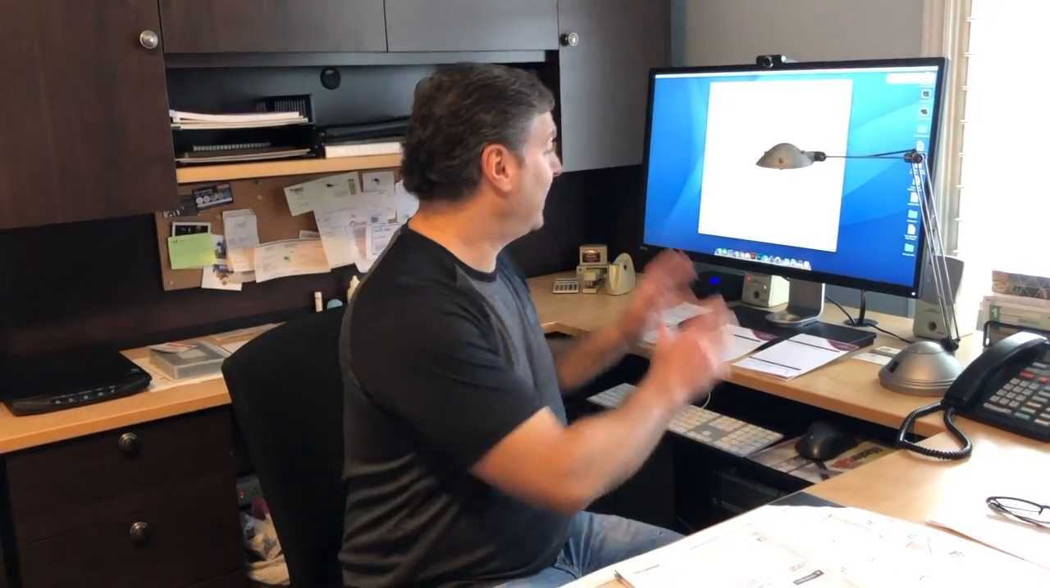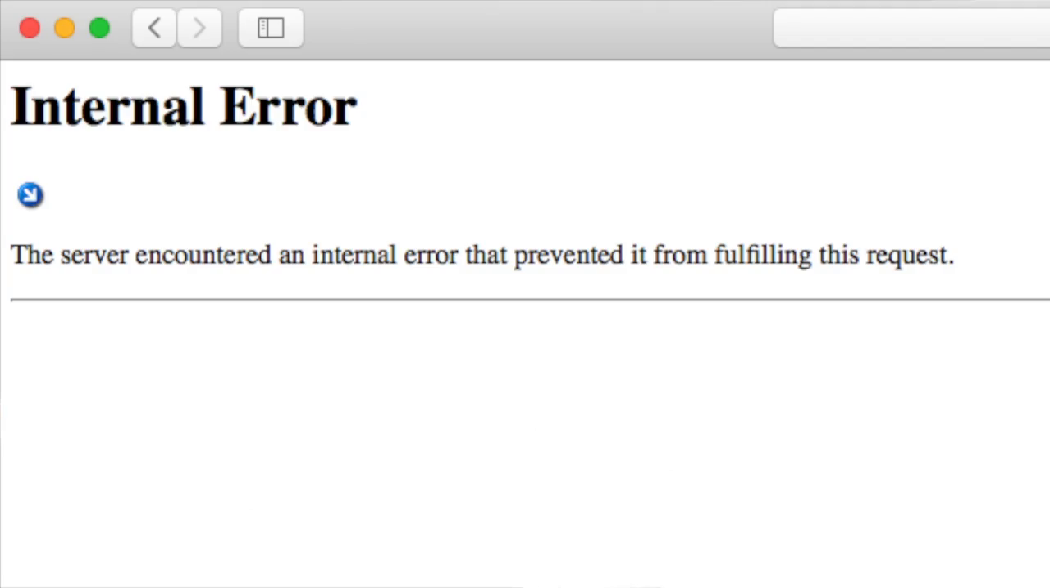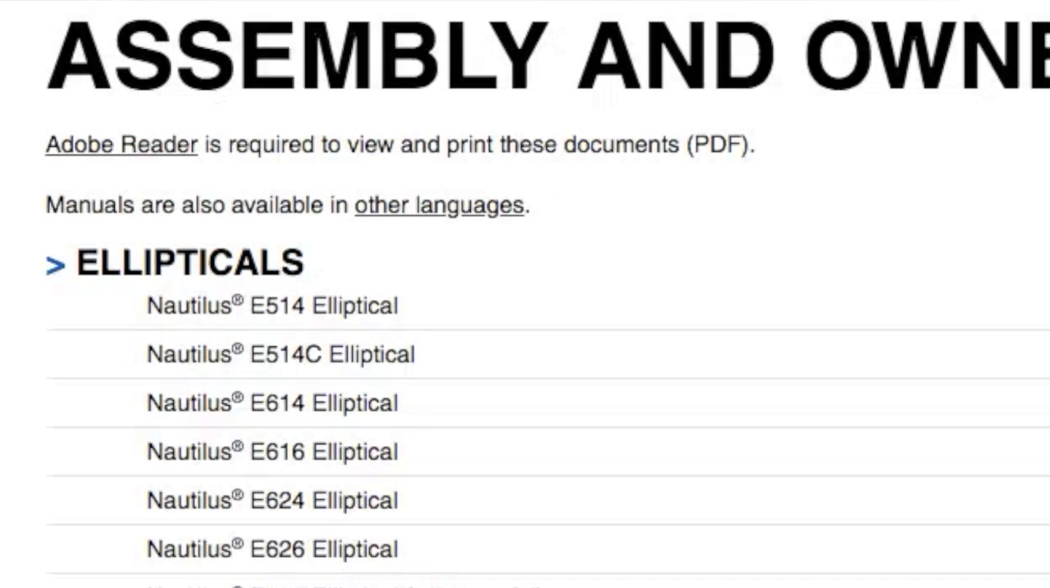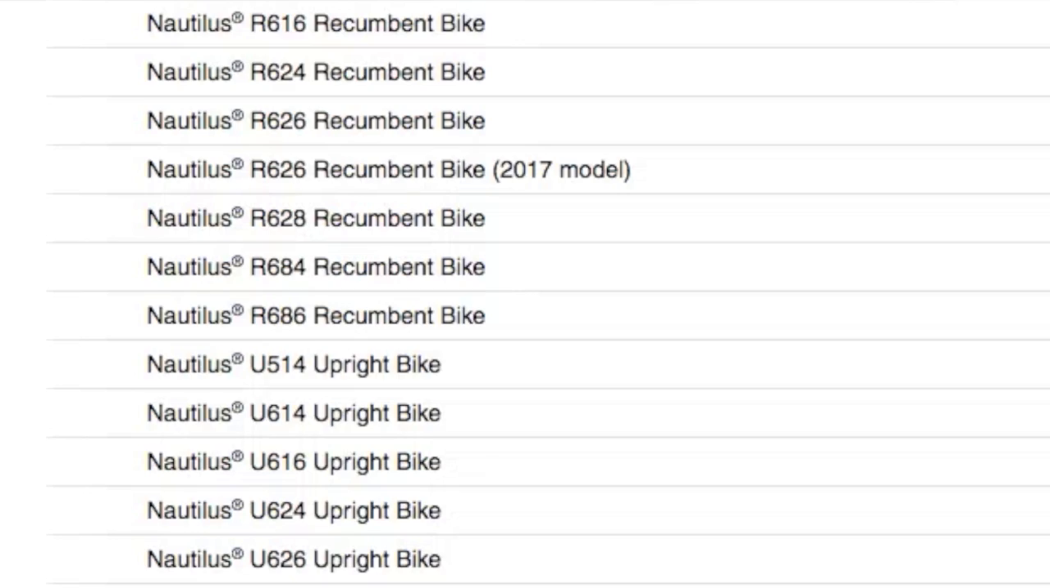So we're in my office here and I went online and I typed in the URL, which was nautilus.com/manuals. And this is what I get, an internal error. It didn't take me to the page that it was supposed to. So that would be sticky spot number 2. So the next step is to just go on the regular nautilus.com website, find where the manuals are, scroll through and find the manual for my specific model, which is the U618. So I scroll through and guess what? My stationary bike is not listed. It's not one of them. Well, that would be sticky point number 3.